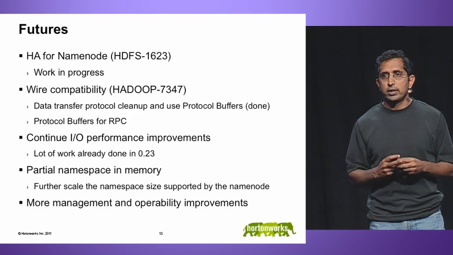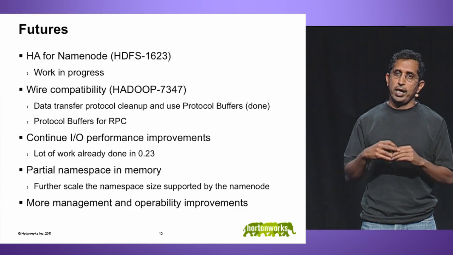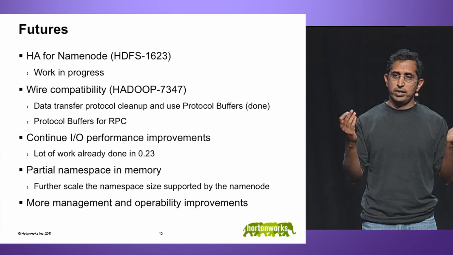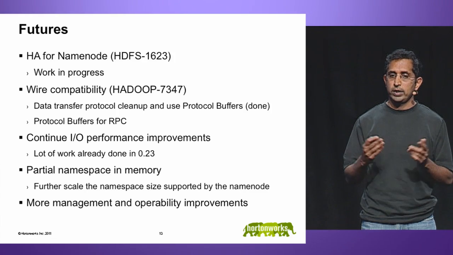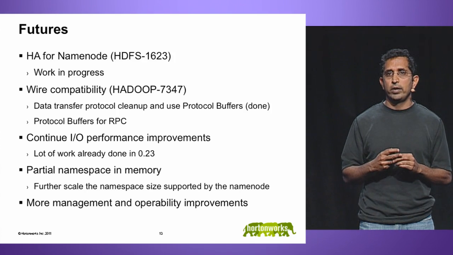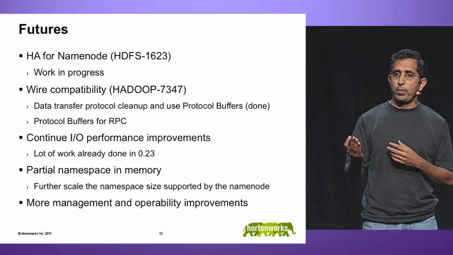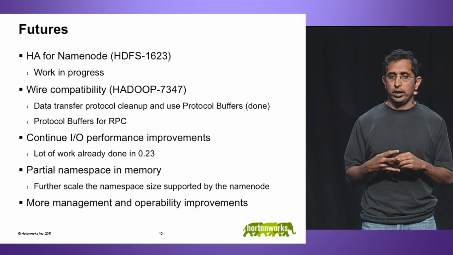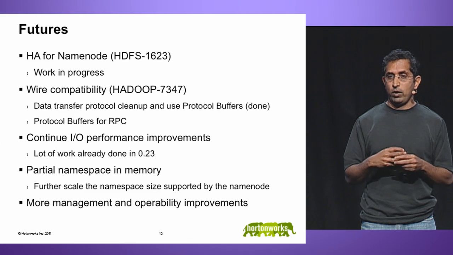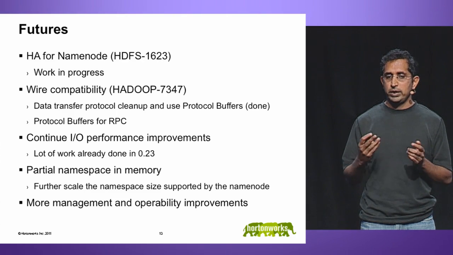Now, some of the future changes that are beyond release 23. Some of the things that at a high level we are looking at are high availability for name node, which is everybody's favorite topic. This work is in progress. There's an umbrella Jira that's created, HDFS 1623, and there is a lot of activity happening in that. Wire compatibility, which we have started working on. The data transfer protocols have already changed to use protocol buffers. We are also doing the same thing for RPCs.